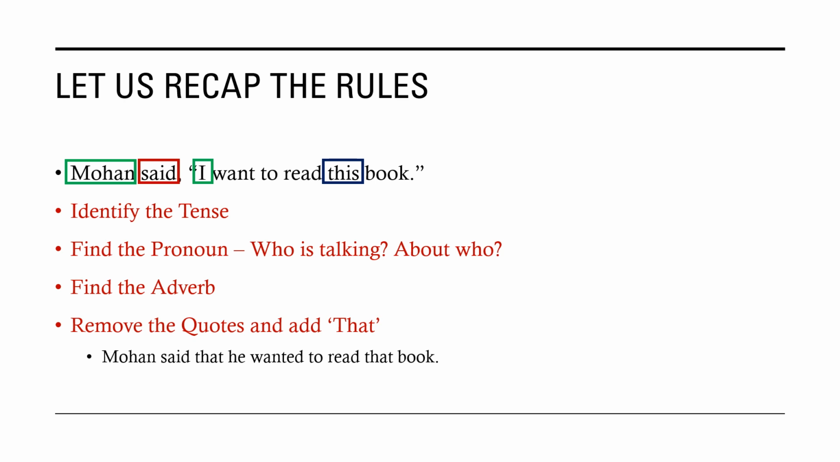The tense is past tense, as we can see in the verb said. So want changes to the past tense as well as wanted. Here Mohan is talking about himself. So we change the pronoun I to he. Then finally we have the adverb this. It changes to that. Mohan said that he wanted to read that book. We have removed the quotes and also added a that in this sentence.